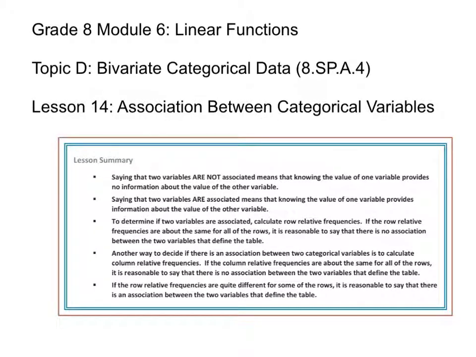Grade 8, Module 6, Linear Functions. Topic D, Bivariate Categorical Data. Lesson 14, Association between Categorical Variables.